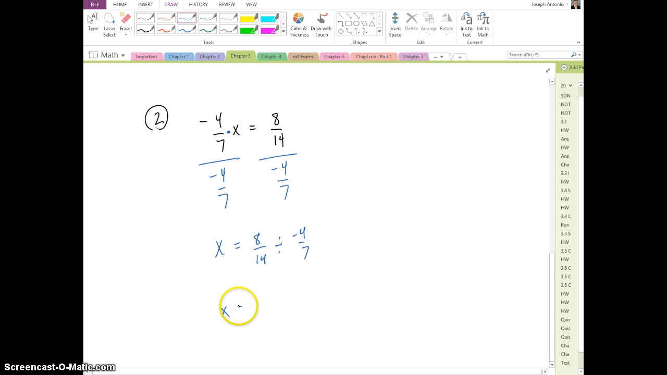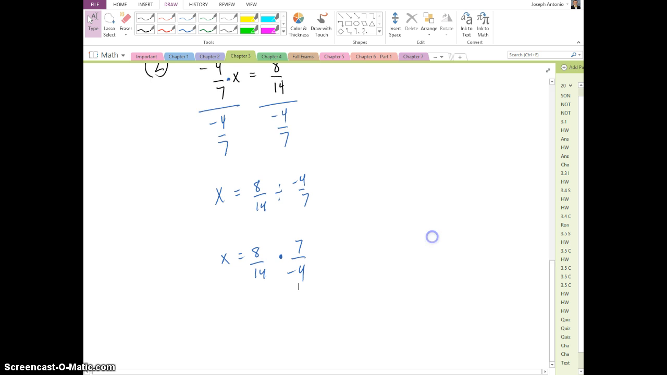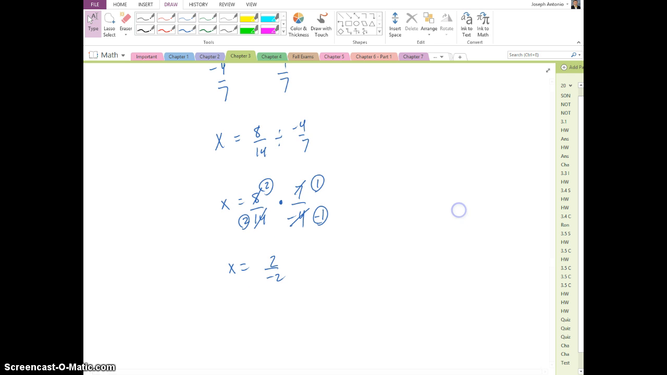And when you do that, you want to say 8/14 times 7/-4, because when you divide, you multiply by the reciprocal. Again, you can cross simplify. Divide by 7 is 1. Divide by 7 is 2. Divide by -4 is -1. Divide by 4 is 2. So 2 times 1 is 2. 2 times -1 is -2, and that actually simplifies again to give us x equals -1.